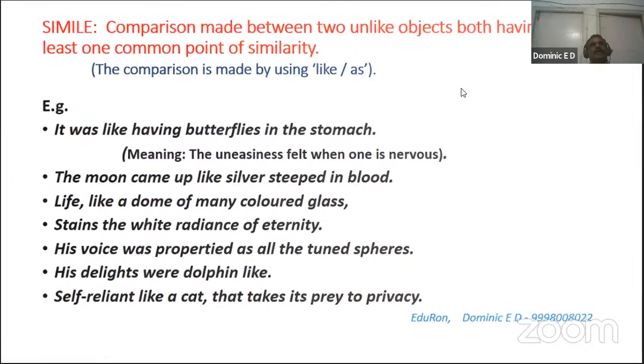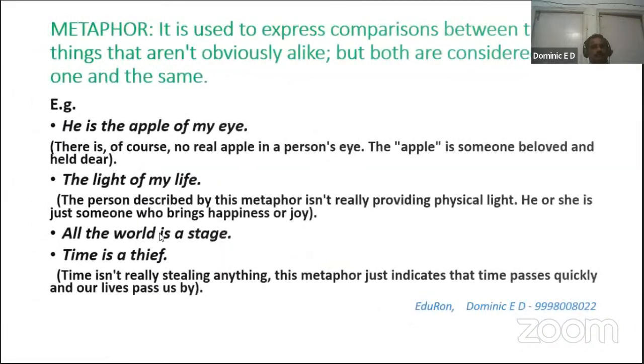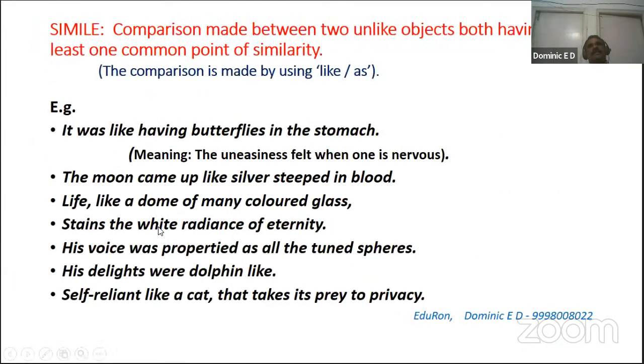Okay. So we have simile. Both simile and metaphor are comparisons. But first, let's understand simile. It's a comparison made between two unlike objects, both having at least one common point of similarity. Two different objects, but some similarity would be there. We are trying to strike that similarity here in simile. We make the comparison by using like or as.